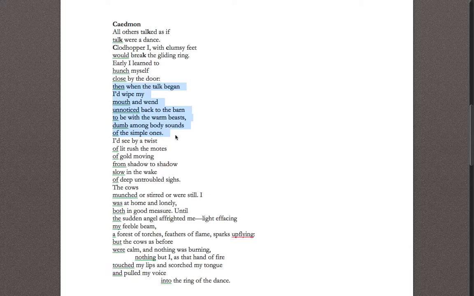And we have this repetition of the P and the B in this section, which is again mimicking almost a feeling of shame that the speaker has when they leave the party to go be by themselves with the animals because they are too scared to speak out in front of someone else. He's almost disgusted with himself, and that's represented again in the sound that's being emphasized.